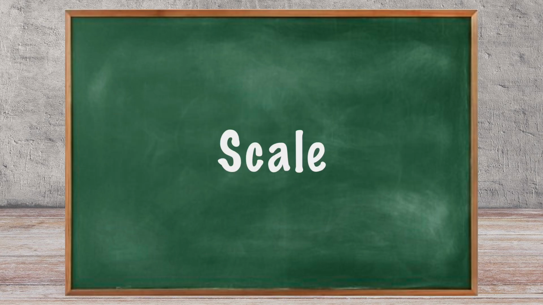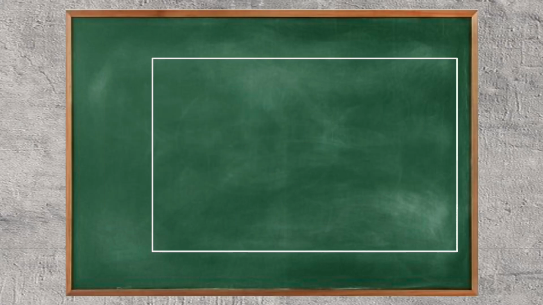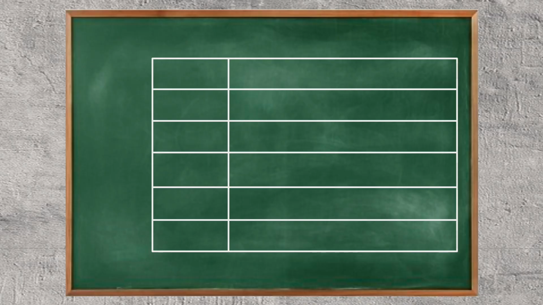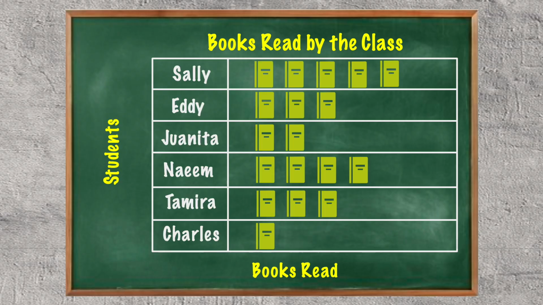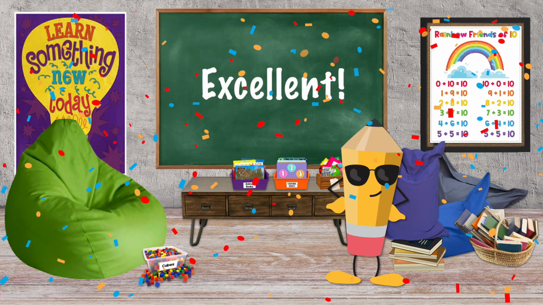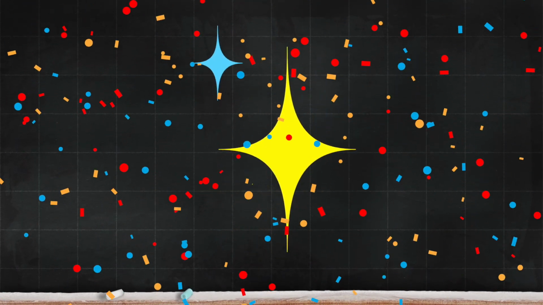Decide on your scale. Draw your graph outline. Add columns and rows. Add a title. Add labels. Add information. Add a key. Excellent work, Percival. Nice work, everyone.